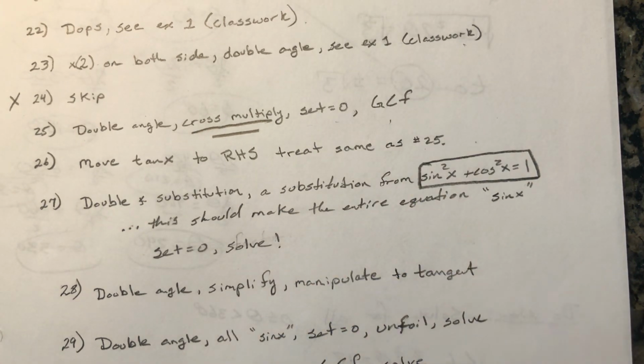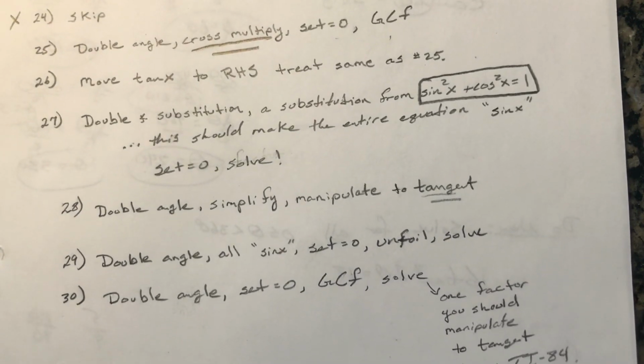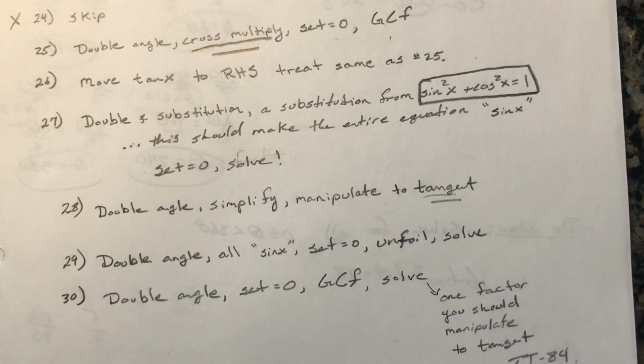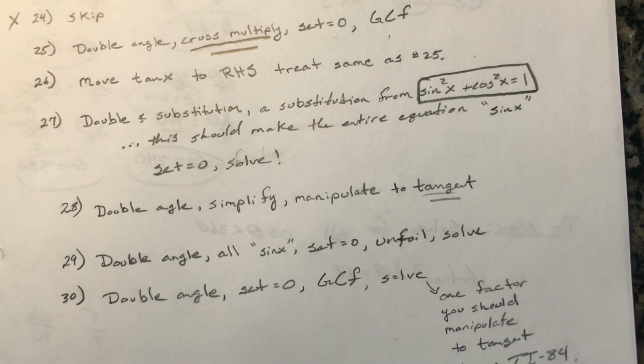And this should make the entire equation sine x, so you set it equal to 0 and you can solve it. Number 28, double angle, simplify. You can get it to be equal to tangent if you can. 29, double angle, all sine x, set equals 0, unfoil, solve. And number 30, use a double angle, set it equals 0, GCF, and solve.